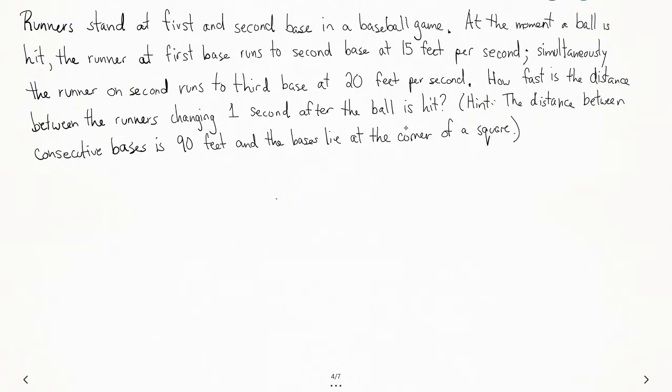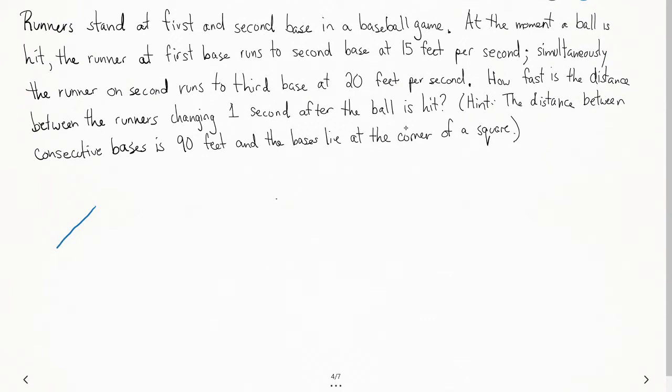Runners stand at first and second base in a baseball game, and at the moment a ball is hit, the runner at first base runs to second base at 15 feet per second. Simultaneously, the runner on second runs to third at 20 feet per second. How fast is the distance between the runners changing 1 second after the ball is hit? Wowzers. It says the distance between consecutive bases is 90 feet.